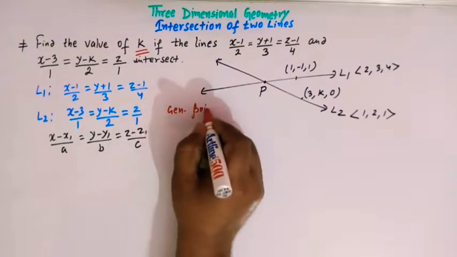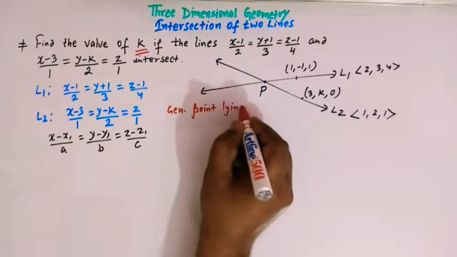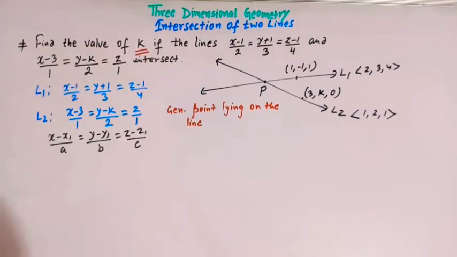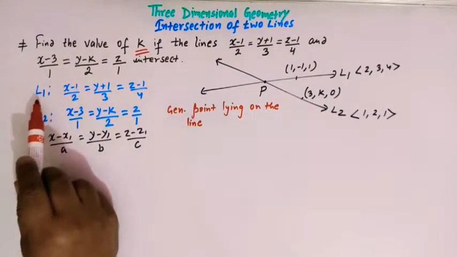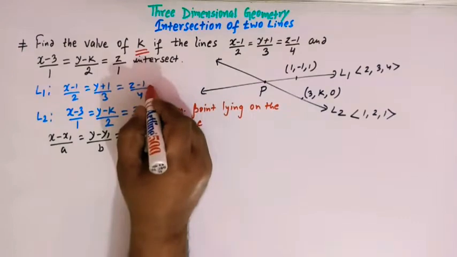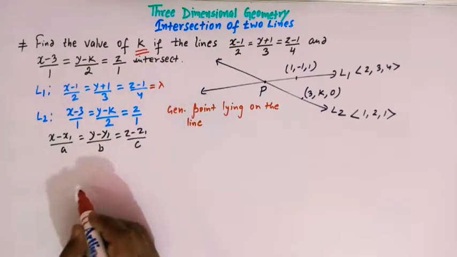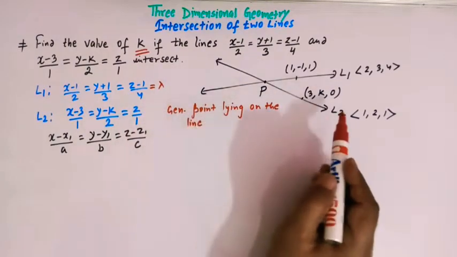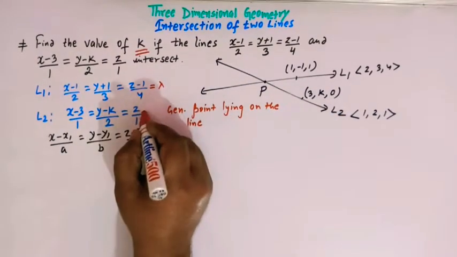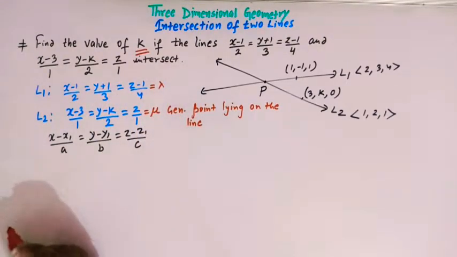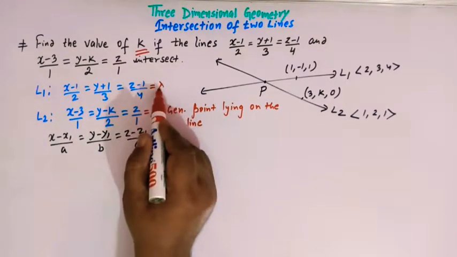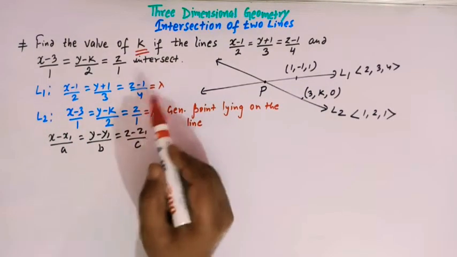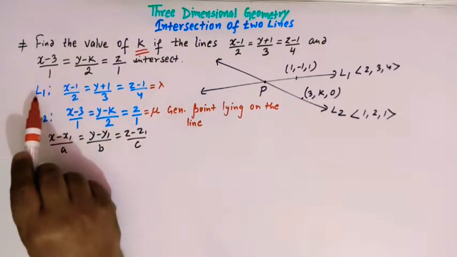The coordinates of the general point lying on the line. To find the coordinates of the general point on line L1, we can take a scalar lambda here, and to find the coordinates of the general point lying on the line L2, we can take the scalar mu. So for some value of lambda and some value of mu, we can have a particular coordinate on lines L1 and L2 respectively.